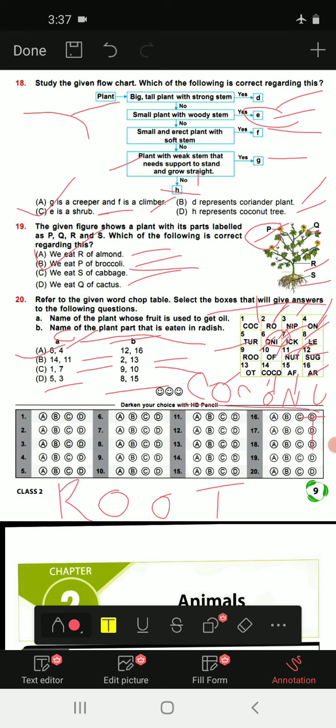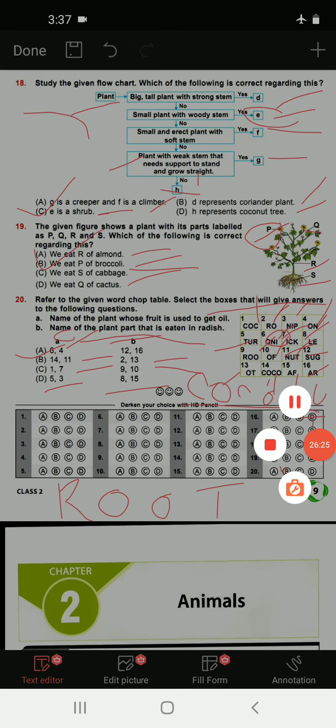So it is a complete lesson, first chapter. Next chapter we'll discuss next day. So here you see which option is correct. Look at this. Which option is correct? B. So you need to mark this. So today is complete. Next day we'll discuss the next chapter.